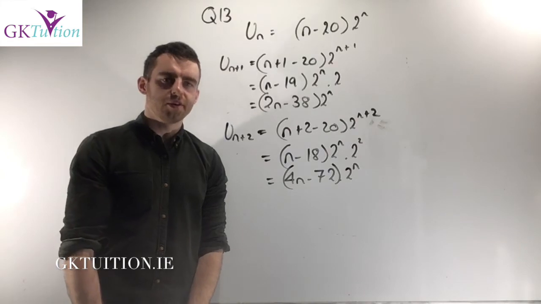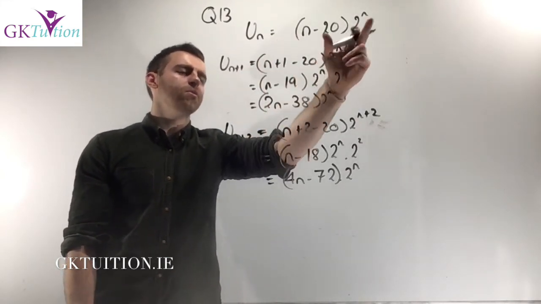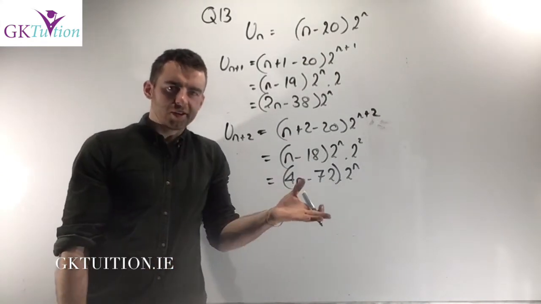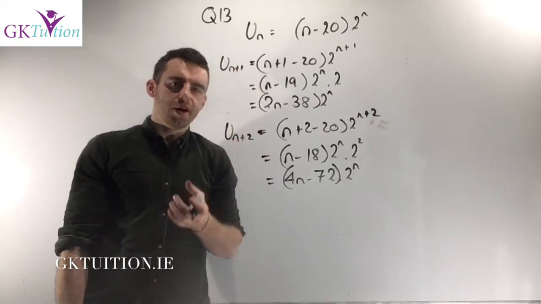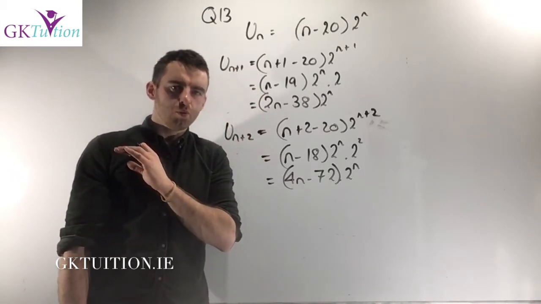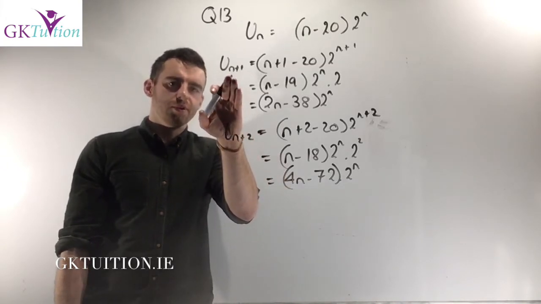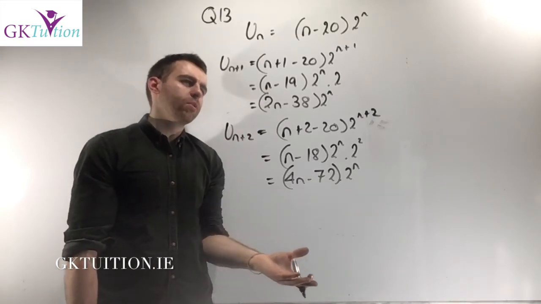Okay, in question 13, we were told that un was equal to n minus 20 times 2 to the power of n. And we were asked to verify an equation that has un in it, un plus 1 and un plus 2. So before you even worry about the equation, you should first work out un plus 1 and then work out un plus 2. It's relatively straightforward to do so.